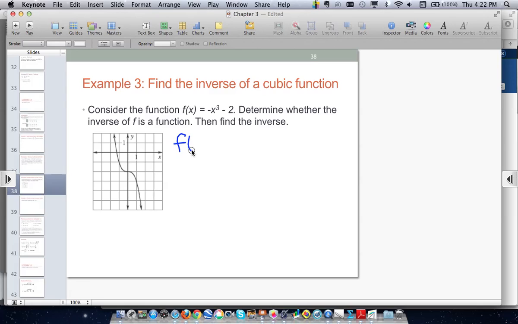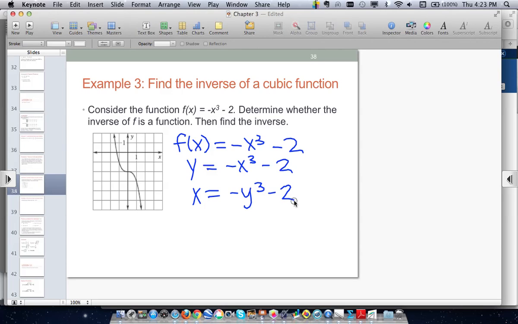Step 1, write the function. Replace f of x with the letter y. So we're taking it out of the function notation for just a moment. And then to find the inverse, we're going to switch places with the x and the y. Now to get it into function notation, remember our ultimate goal is to be the f inverse of x, we need to rewrite this getting y by itself. So solve the equation for terms of y.